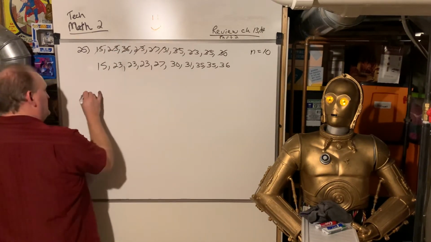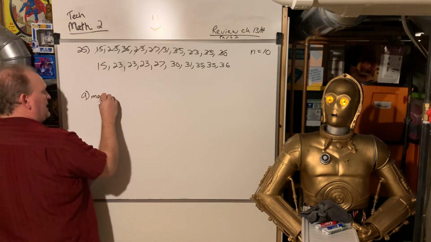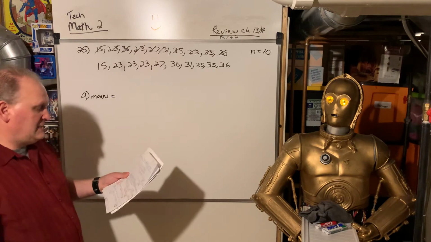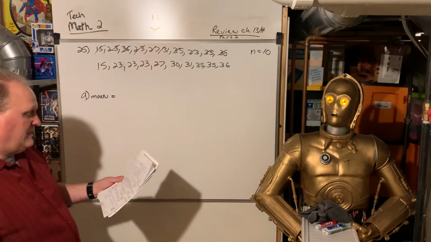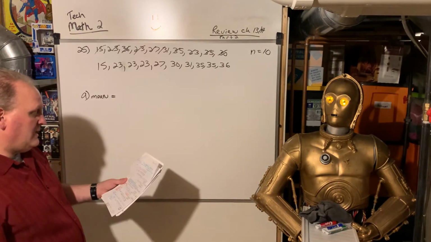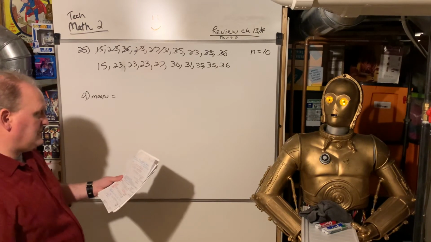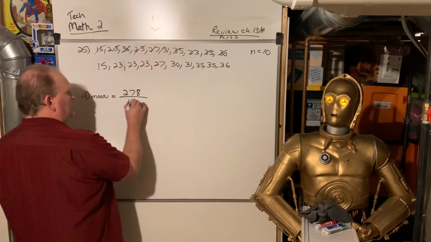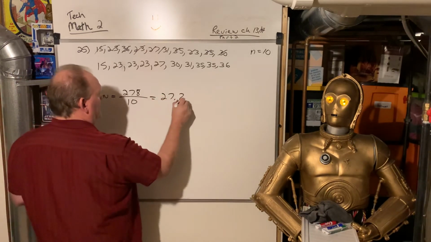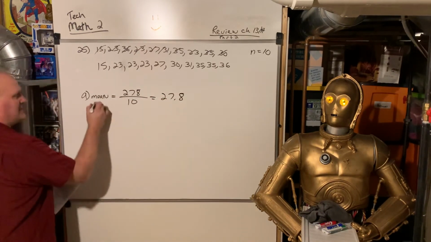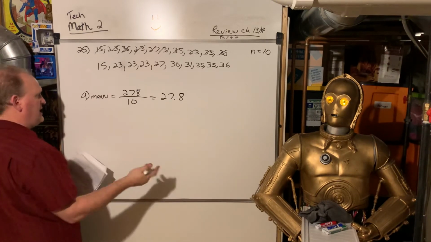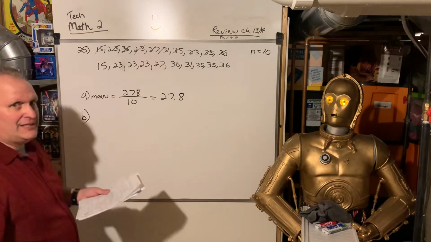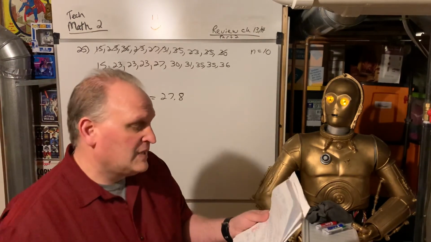The mean is you add them all together and divide by how many there are. When you add them all up, you get 278, and then divided by 10. So 27.8 is the mean. Mean is like average. That's what everybody knows as average. All of these are actually averages. Average is anything that describes the data, measures of central tendency.